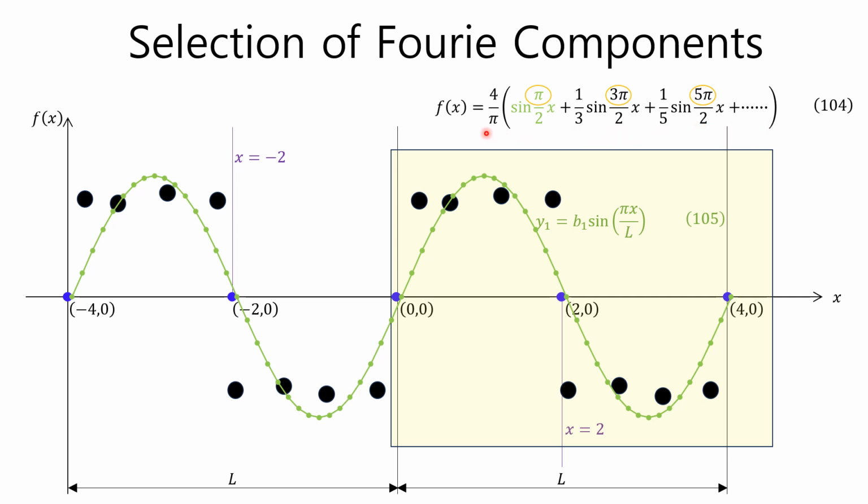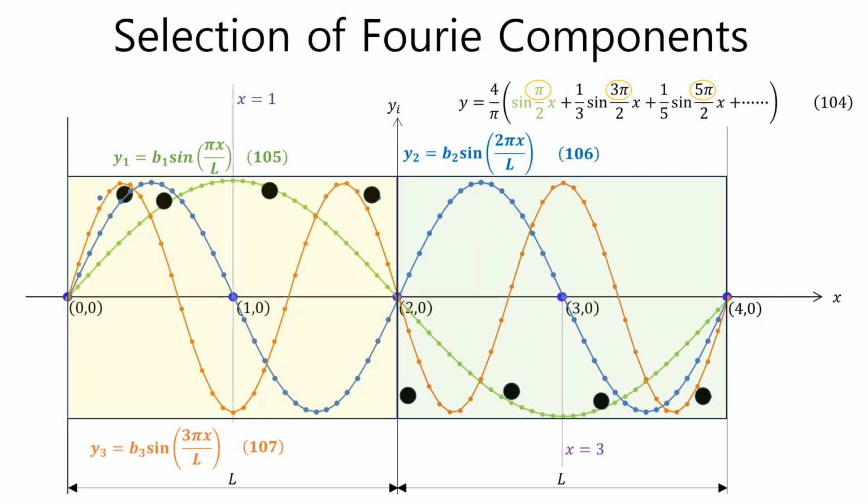At this time, the first term of the Fourier series can be expressed as equation 105, and when represented graphically, it is a sine function that has the shape of a green graph. However, there is a question here. Why are there only odd terms such as pi, 3 pi, 5 pi, etc., while the even terms such as 2 pi, 4 pi, etc. are missing? Let's understand this by enlarging the yellow shaded part in the figure.